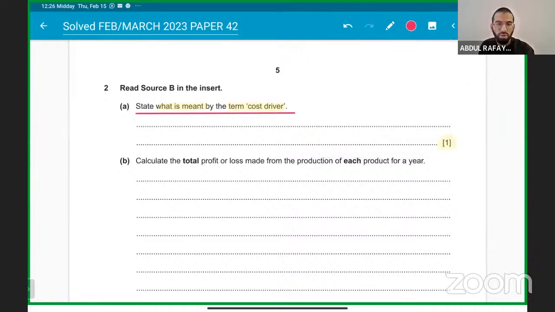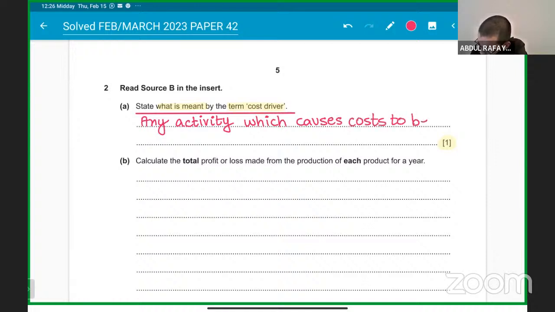So at the moment, the definition that we'll write down for what is meant by the term cost driver for 1 mark will be that any activity which causes the cost. Any activity which will cause the cost to be incurred in the production process. So a cost driver will be any activity that causes the cost related to the production process. Got this?